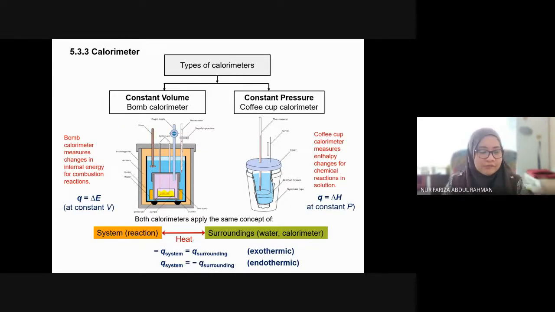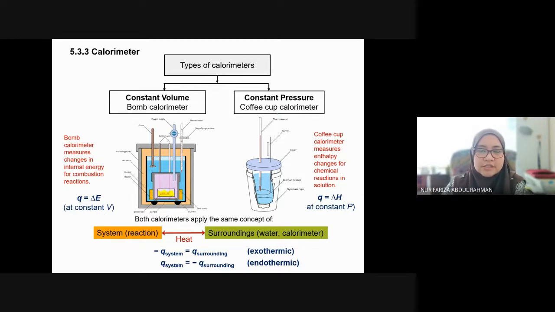So we have two types of calorimeter. We have constant volume bomb calorimeter, and we also have constant pressure calorimeter. So constant volume, the name of this calorimeter is bomb calorimeter. For constant pressure, the name is coffee cup calorimeter.